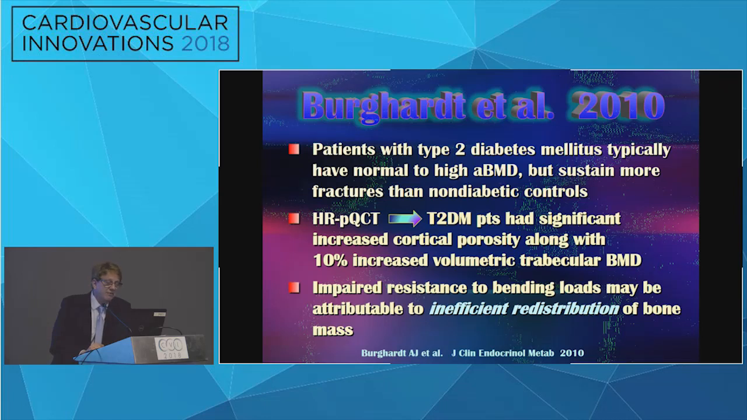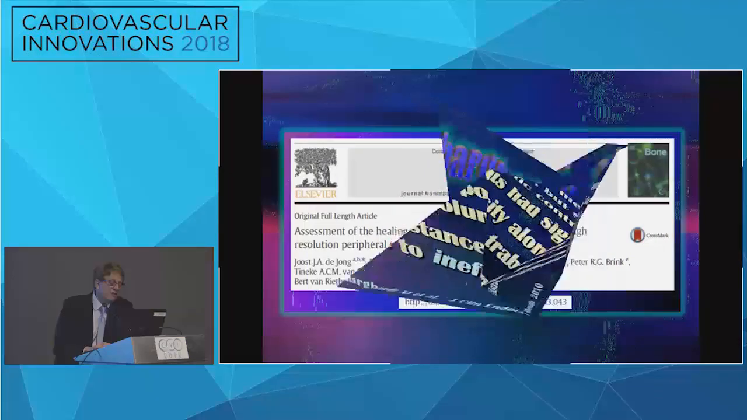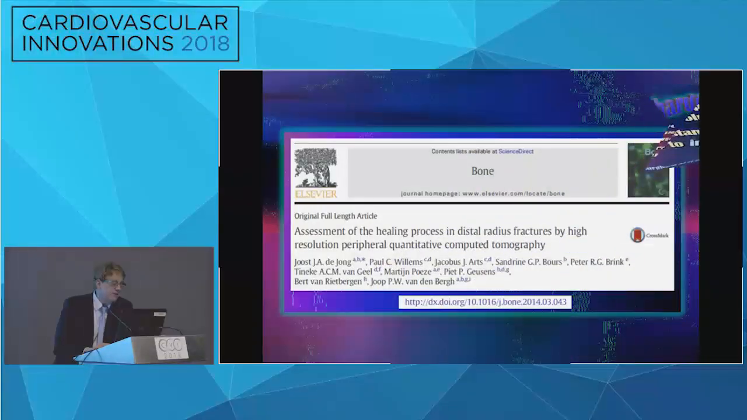One of the fascinating things of this study, which for some reason has not been widely quoted, is they noted that one of the reasons they think there's a fracture increase in these type 2 patients is that the trabecular pattern being laid down is not necessarily efficient. It's in an inefficient pattern, and so it's unable to handle loads. And that's one of the things that was demonstrated in this particular study. But it's one of the early ones with micro-CT.